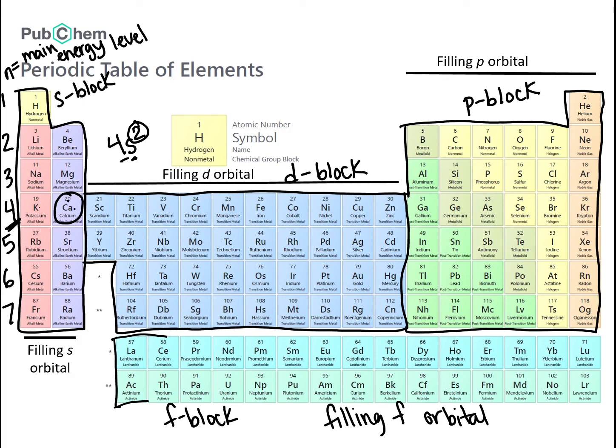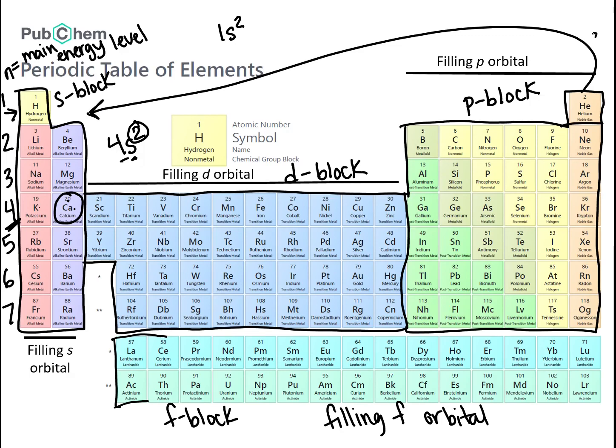If we were going to write the full configuration for calcium, we could literally walk it across. You start up here with hydrogen. Hydrogen is in energy level 1. And so is helium, okay? So if we fill both of these, it's 1s2. And I should not have put, helium is also kind of a part of the S block.